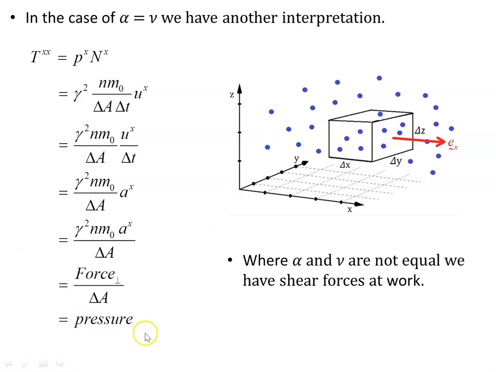So that's the pressure. Now, where alpha and nu are not equal, we then have shear forces. Here we have x in the direction of x, so this is the pressure in the direction of x. This is the force per unit of area in the x direction. That's the pressure in the x direction. But if you have the x component of force in the y direction, then you're going to have shear forces at work. I haven't gone fully into that, but you can see here that the diagonal terms Txx, Tyy, Tzz will be pressure terms.